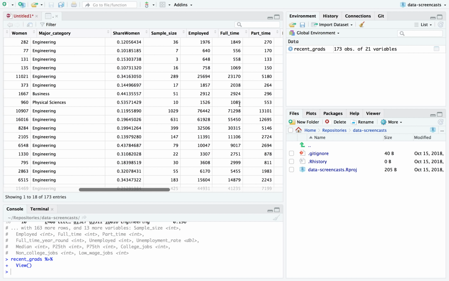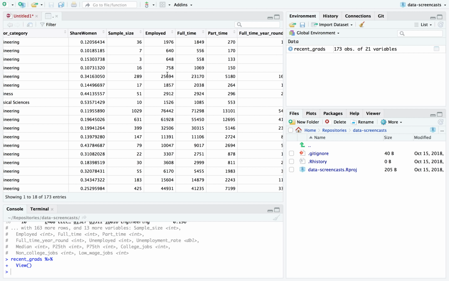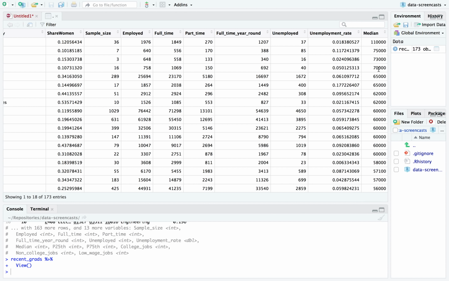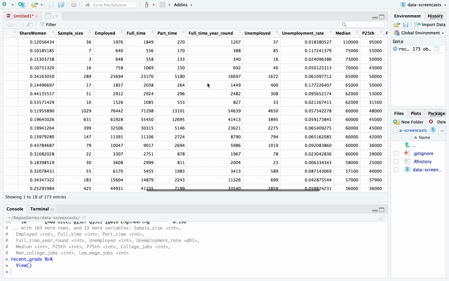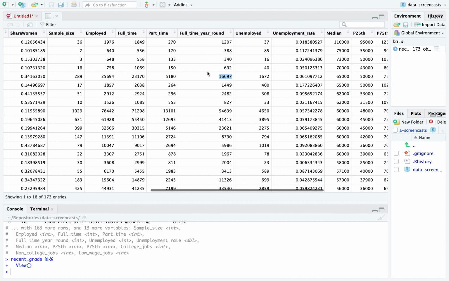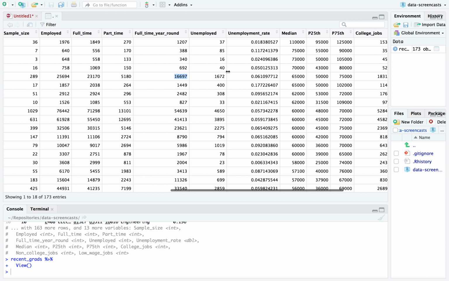All right, so sample size. We have number employed, number full-time, number part-time. That's not out of the sample size. That looks like it's, and full-time year-round. All right, that looks like it's out of the total, just based on the sizes of the numbers, 16,000 and, okay. And then we have number unemployed, and what's probably more interesting, the unemployment rate.